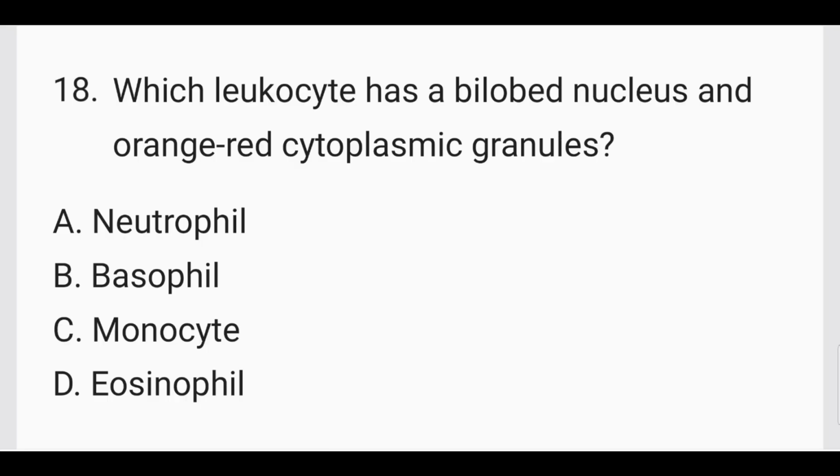Question number 18: which leukocyte or WBC has a bilobed nucleus and orange-red cytoplasmic granules? A, neutrophils, B, basophils, C, monocytes, D, eosinophil. The answer is eosinophil. Eosinophils are easily recognized by their bilobed nucleus and orange-red granules.